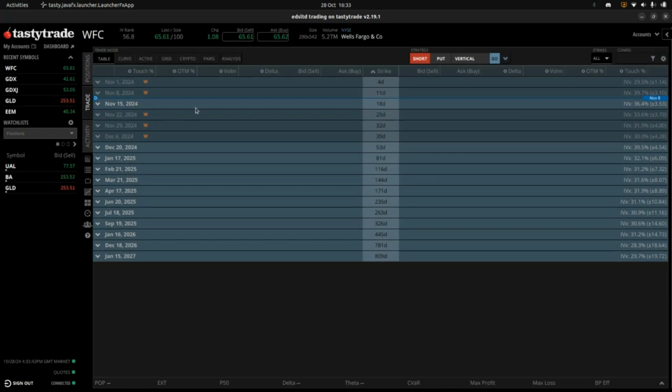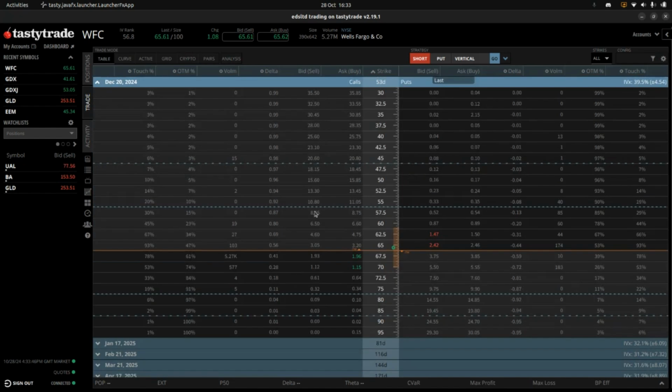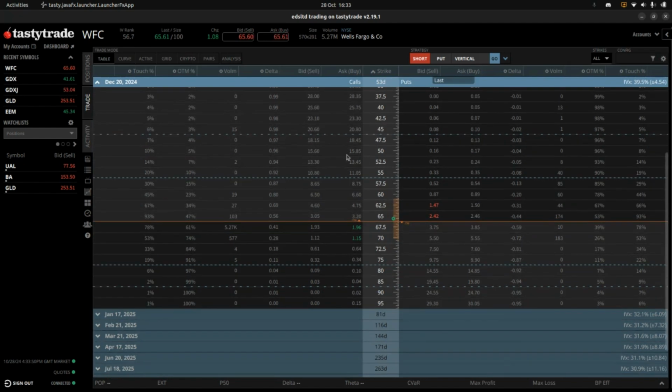So if you go over to our trade tab, and we know we're going to be at the December 20th expiration. And now we can open that up and we're presented with the options chain. So the horizontal orange bar here shows you where price currently is with respect to the strikes on this expiration, and the vertical orange bar shows you what the expected move is of WFC over the next 53 days.